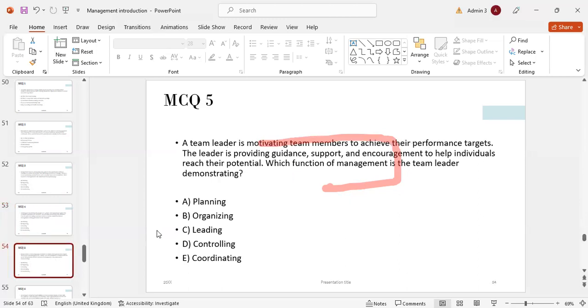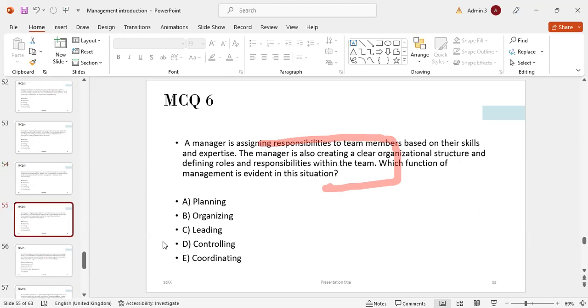The team leader is motivating team members to achieve their performance targets. The leader is providing guidance, support, and encouragement to help individuals reach their potential. Which function of management is the team leader demonstrating? Option A, planning. Option B, organizing. Option C, leading. Option D, controlling. Option E, coordinating. C, leading. Yes, the leader is leading.